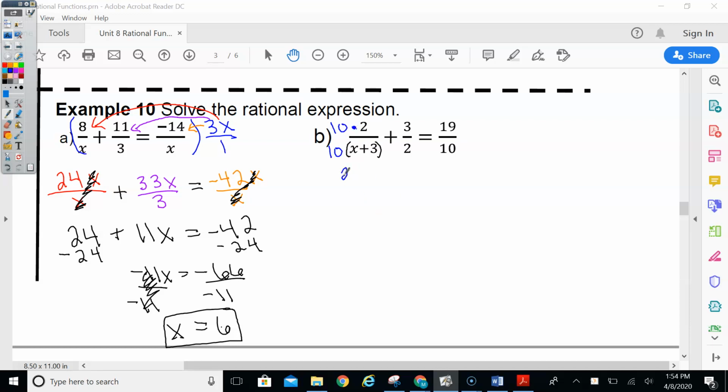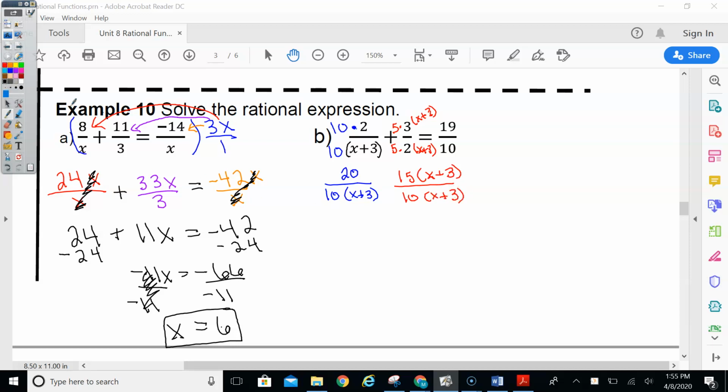So I'm going to end up with 20 over 10 times x plus 3. There. This one, what does this one need that these have? This one actually needs a couple things. To make 10, you need to multiply it by 5. Multiply by 5. And it also needs this factor x plus 3. So x plus 3, x plus 3, on the top and on the bottom. It needs both. So I'm going to end up here with 15 over x plus 3. Or sorry, 15 times x plus 3 over 10 times x plus 3.